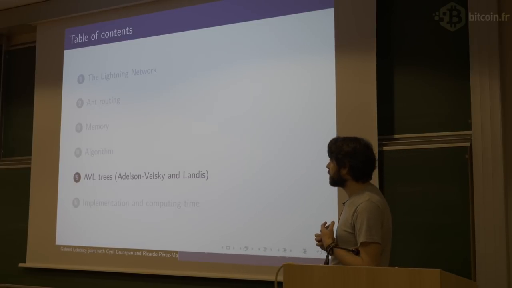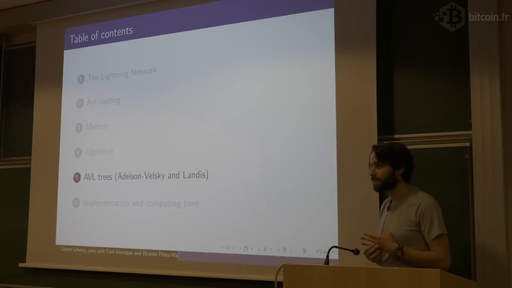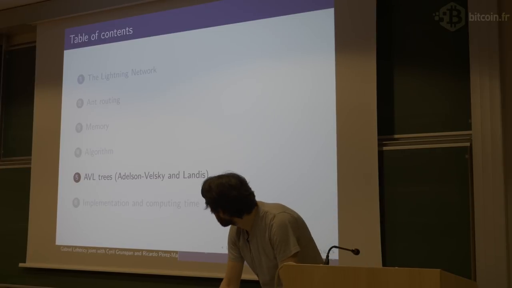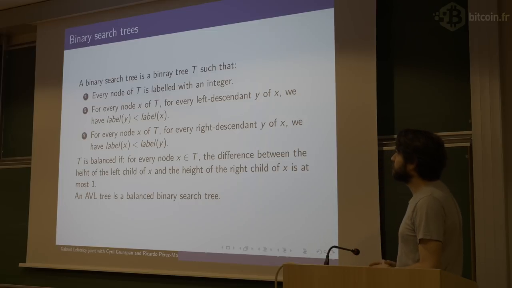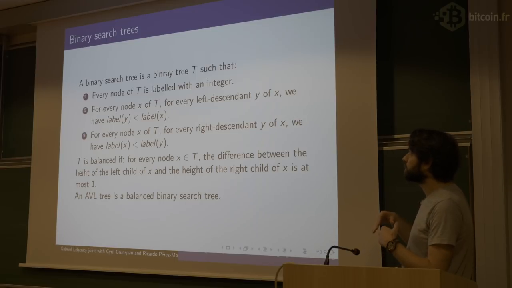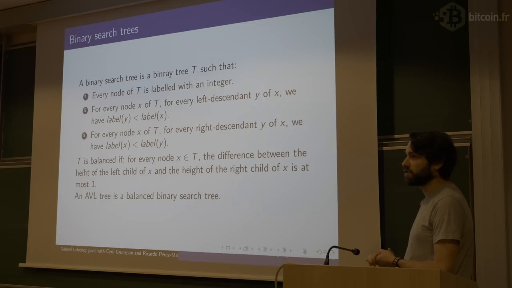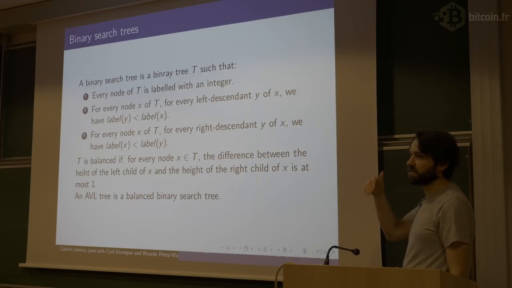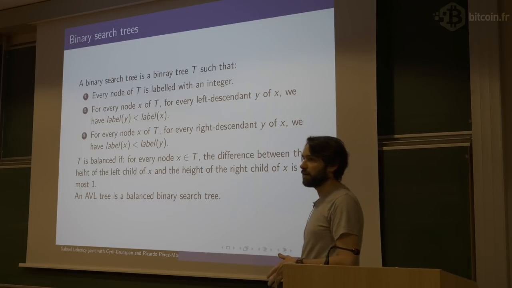AVL stands for the people who invented this kind of data structure, Adelson, Velsky, and Landis. So let me recall what AVL trees are. An AVL tree is a kind of binary search tree. So what is a binary search tree? It's a tree where each node is labeled with an integer, and if you descend to the left, the integers decrease, and if you go to the right, the integers increase. And we say that the tree is balanced.